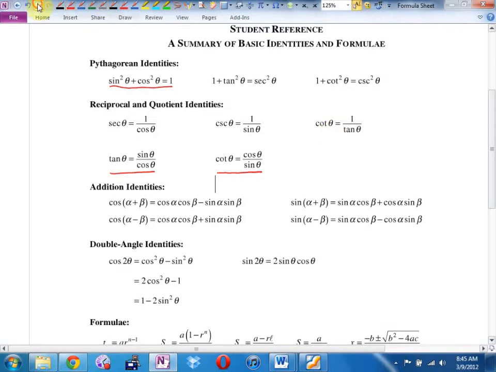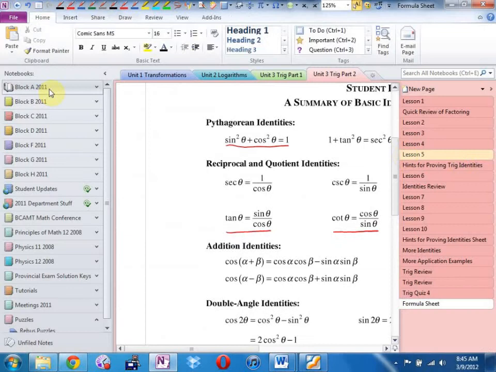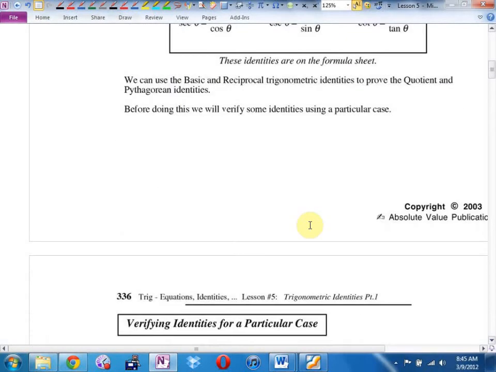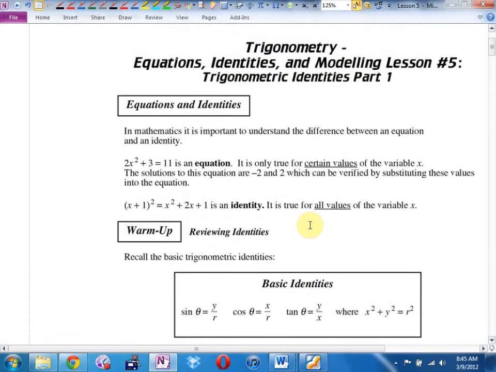If you would be so kind as to turn in your books to lesson 5, which is page 335. 335. And you want to keep said yellow or said gray sheet out and handy. The formula sheet, keep one near you.